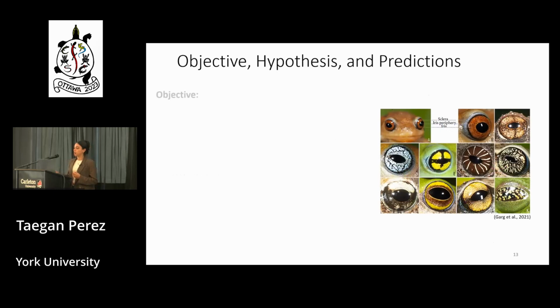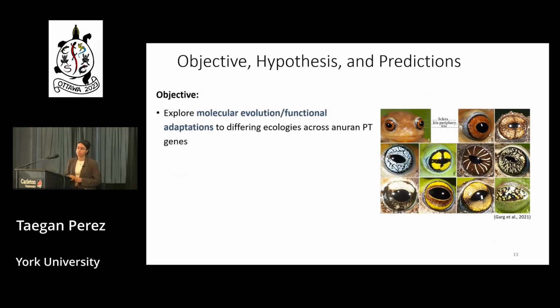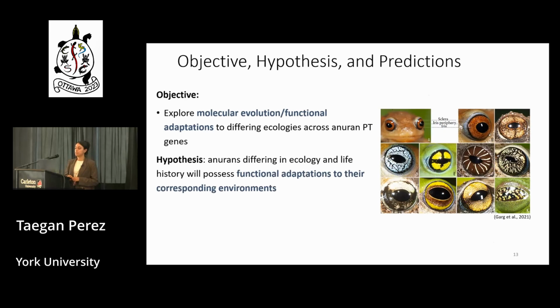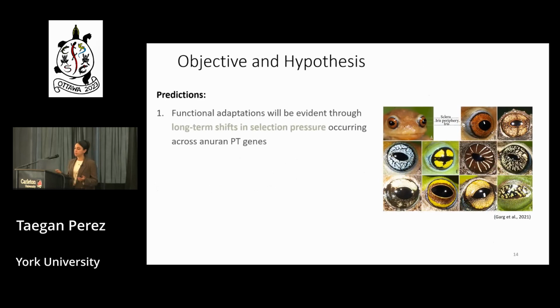And so our objective with this project was to explore the molecular evolution and functional adaptations to differing ecologies across anuran phototransduction genes. And we hypothesized that anurans differing in ecology and life history will possess functional adaptations to their corresponding environments. In addition, we also predicted that those functional adaptations would be evident through long-term shifts in selection that occur across anuran phototransduction genes. We also predicted more generally that anuran phototransduction genes would be well conserved, and this is due to their presumed functional importance in the visual system.